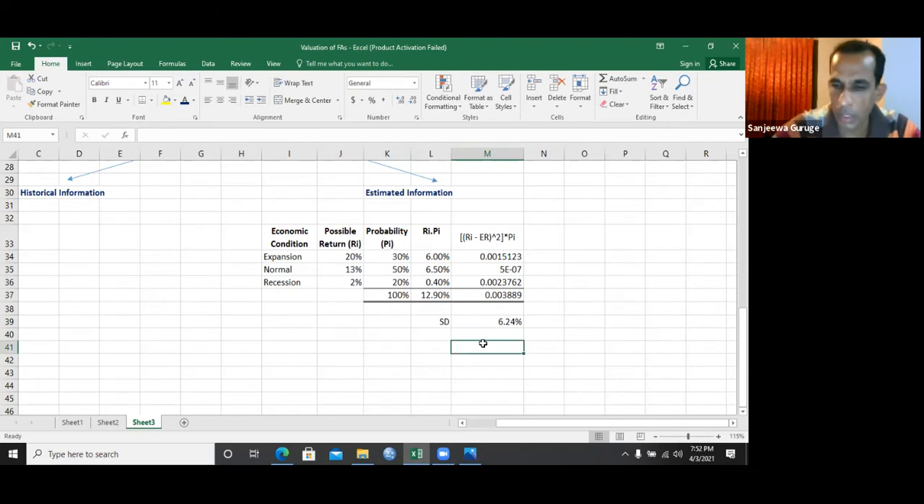So to calculate the standard deviation, 0.03889 to the power 0.5. If you calculate this way, then also you get the standard deviation. Otherwise, you have to put 2 and then shift, right? So these are the steps to follow using the financial calculator.